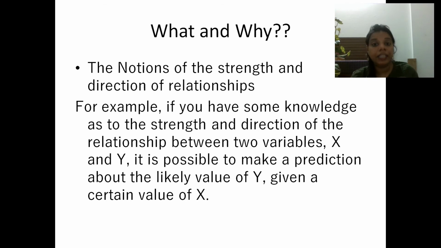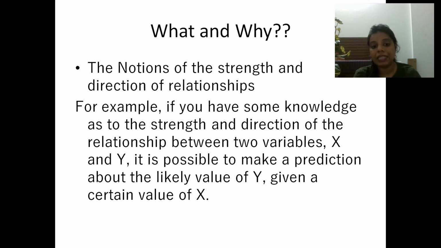And this is linear, right? We need to understand the simple linear relationship, because we are dealing with simple linear equations. It means that if the value of x is given, we can easily compute the value of y on the basis of x. So the constant change is there. It means there is a simple linear relationship between x and y. If you have some knowledge of the strength and direction of the relationship between two variables x and y, it is possible to make a prediction about the likely value of y on the basis of x, right?